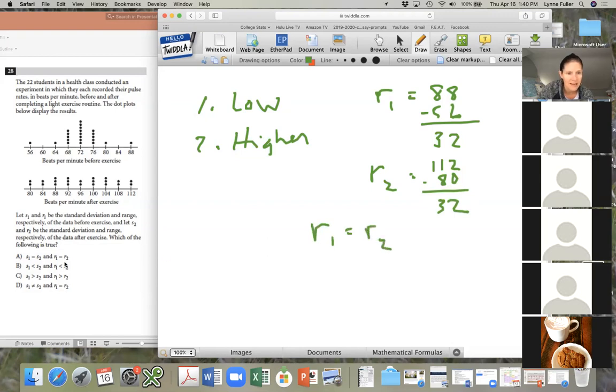So we can get rid of any of the answers where they're saying that they're not equal. So you can get rid of B and C. And then, are the standard deviations the same or different? Well, I don't think that they're the same, so we can get rid of A. So your only plausible answer would be D.